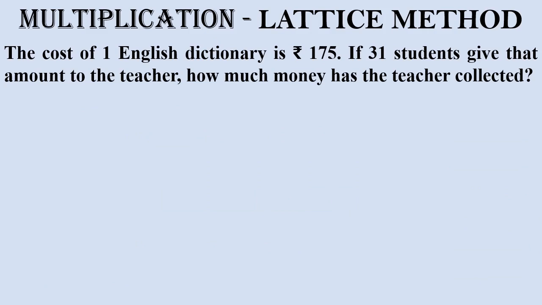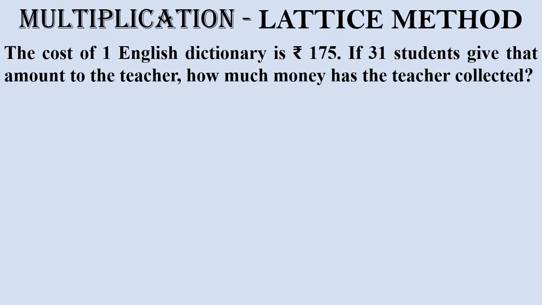And the last example that I'm giving you, I want you to copy these two examples in your notebook and then solve the next two sums after this one. The cost of one dictionary is rupees 175. If 31 students give that amount to the teacher, how much money has the teacher collected?